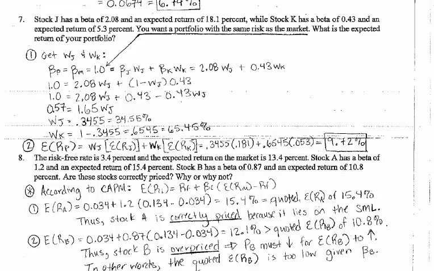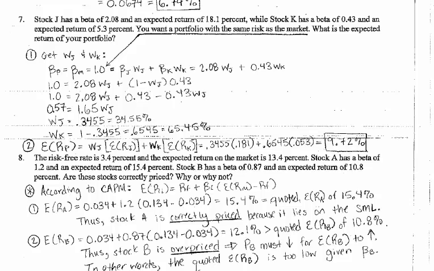I'm going to combine those weight of J's, and I'm going to move that 0.43 over to the other side by subtracting both sides by 0.43, and that's how I get 0.57 equals 1.65 weight of J. If I divide both sides by 1.65, I get weight of J equals 34.55%. Whatever's left over is weight of K, so 1 minus 0.3455 gives me 65.45%, and now I have both the weights. So step 1 was all about getting the weights.